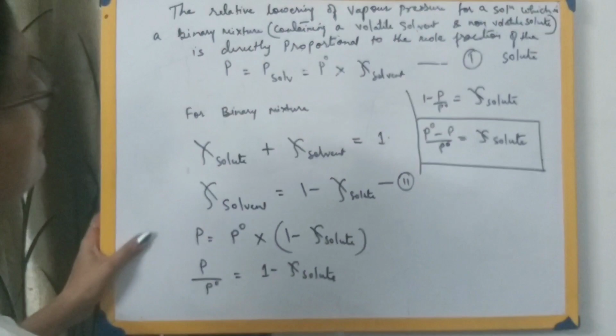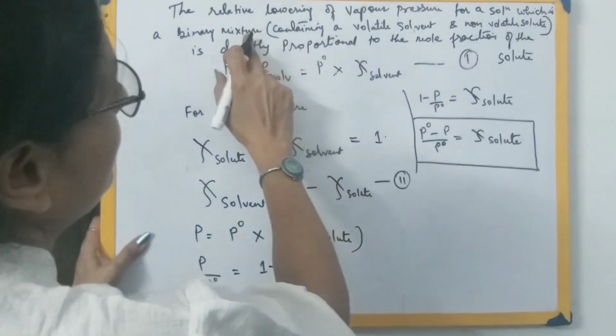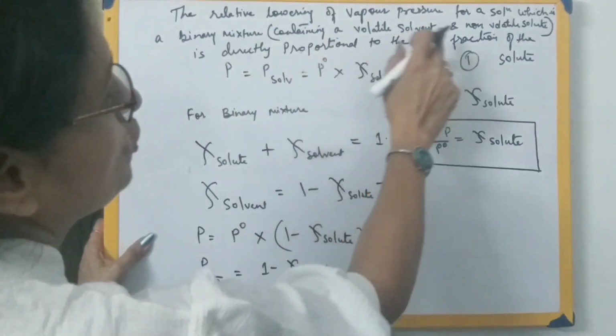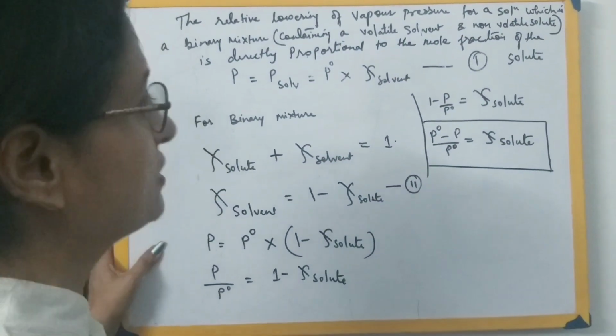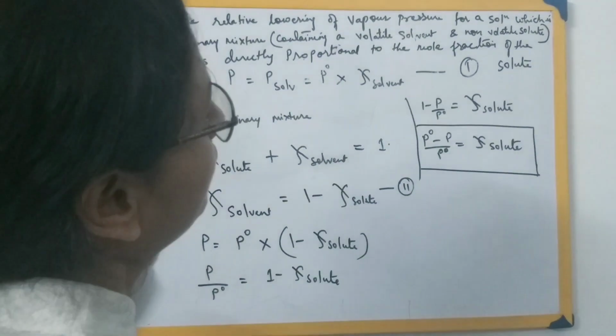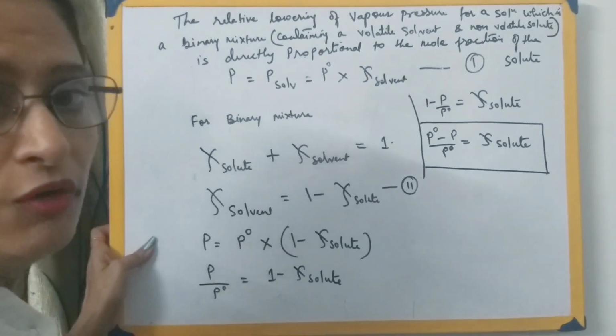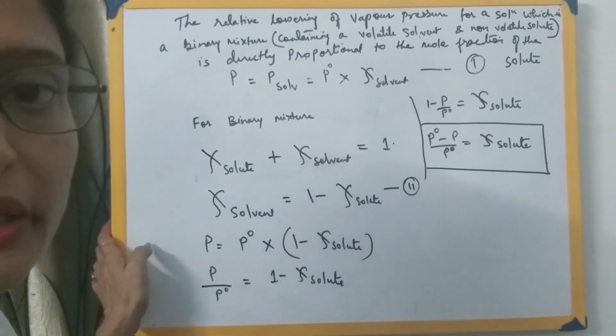So either you can simply state that the relative lowering of vapor pressure for a solution which is a binary mixture is directly proportional to the mole fraction of the solute. This is for your understanding, that the mixture is containing a volatile solvent and a non-volatile solute. So this is Raoult's law for the solution containing a non-volatile solute.